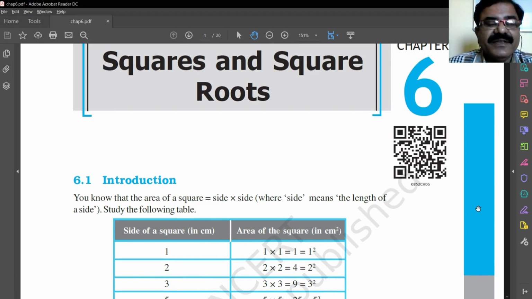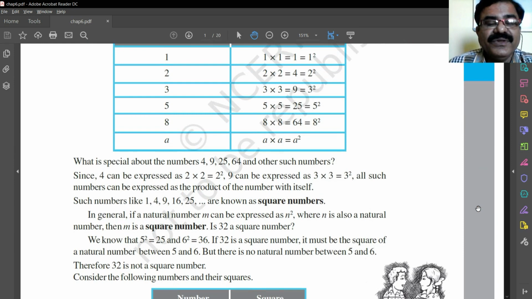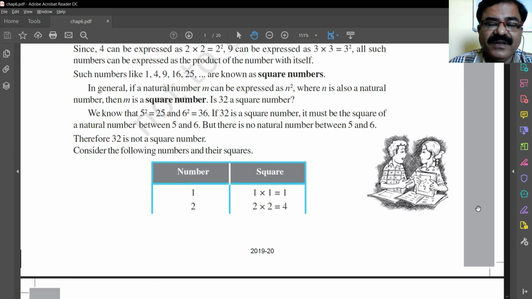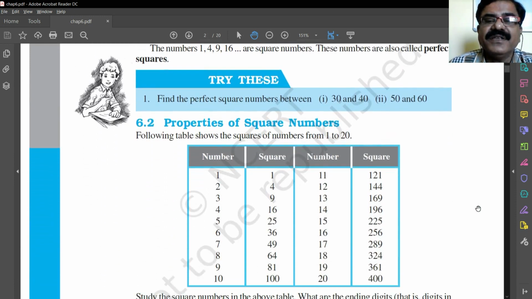Students, in squares and square roots, a square is side into side, that is, the length of a side. You can see 1 into 1 is 1 square, 2 into 2 is 2 square, 3 into 3 is 3 square, and so on we can obtain. So you can see that 1, 4, 9, 16 and 25 are the square numbers. If a number is multiplied by itself, you get the square of the given number.